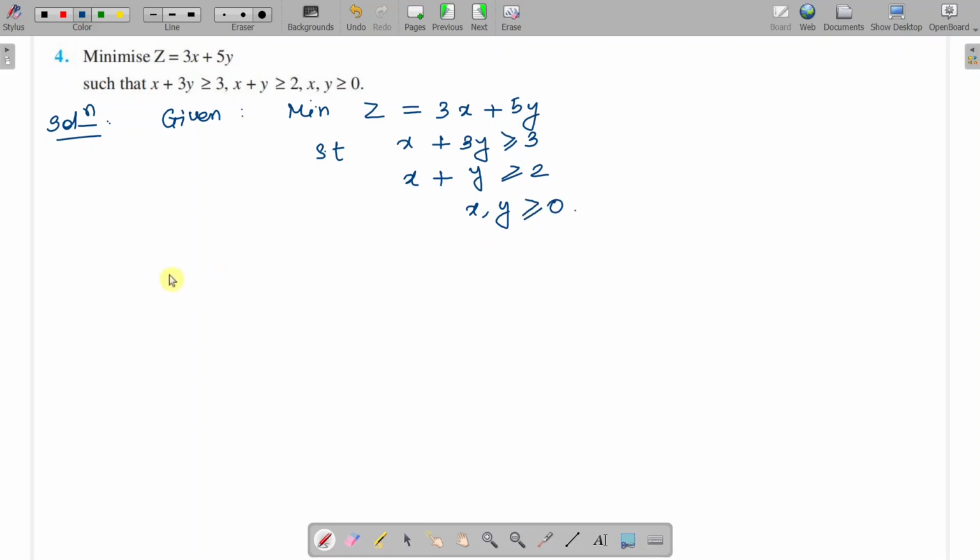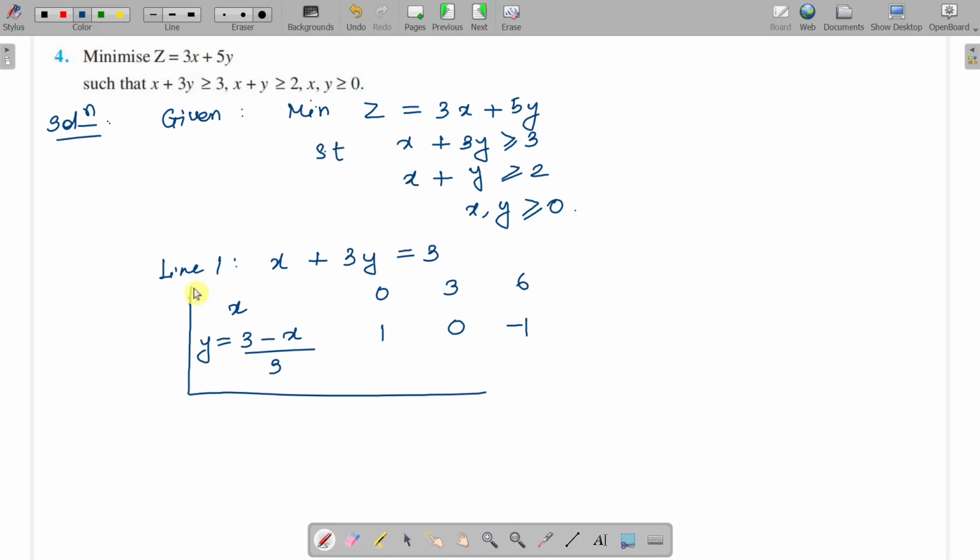Okay, so now first of all we have to consider line 1. That corresponds to the first inequality, x plus 3y equal to 3, right? So y will be (3 minus x) divided by 3. If we take x equal to 0, we will get 1, and if we take x equal to 3, we will get 0, right? And if we take x equal to 6, we will get minus 1. Okay, so this is the table for the first line.